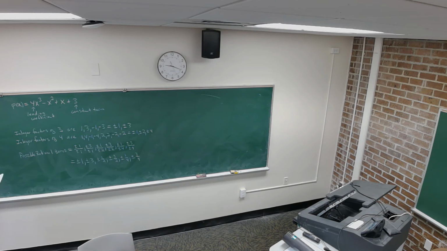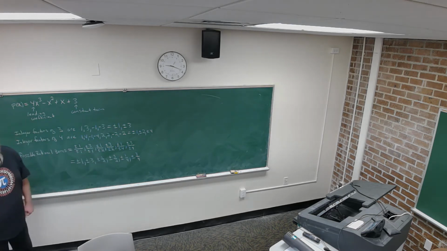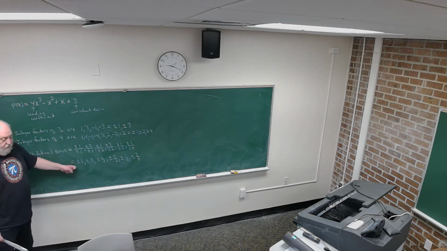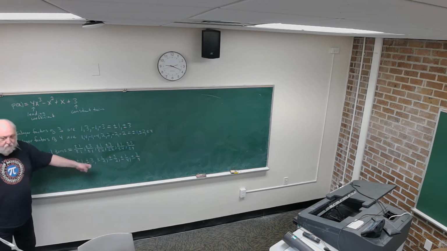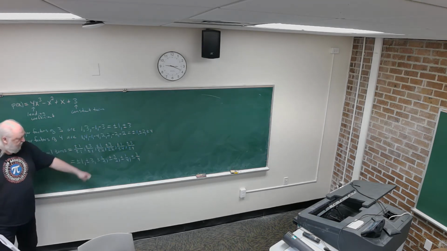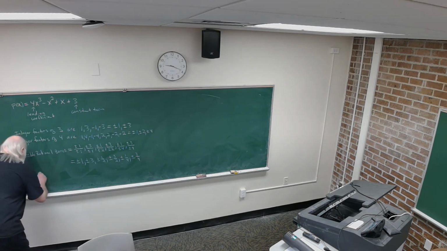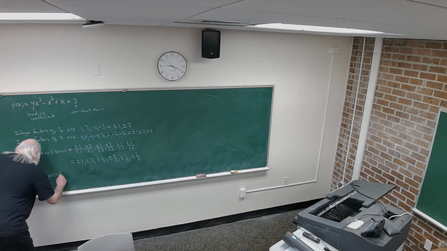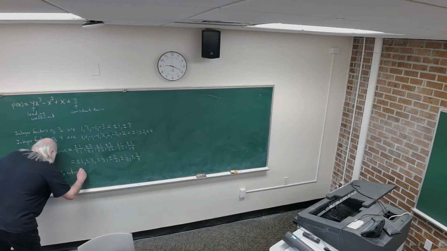How many numbers are in our possible rational zeros list? 2, 4, 6, 8, 10, 12, right? Plus and minus, this means plus 1 and minus 1 are in our list. Plus 3 and minus 3 are in our list. Plus 1/2 and minus 1/2 are in our list. So there are 12 possible rational zeros.